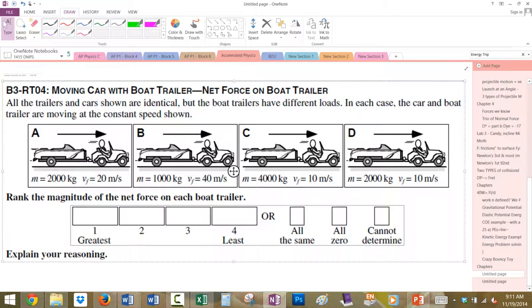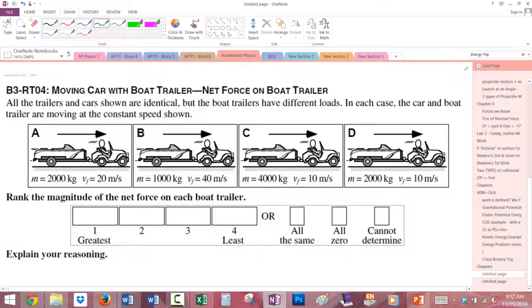All right, so let me tell you what's going on up here. All the trailers and cars shown are identical, but the boat trailers have different flows. In each case, the car and the boat trailer are moving at the constant speed shown. So what this asks you to do is to rank the magnitude of the net force on each trailer. So you'll write something like A is greater than B is greater than C is greater than D.